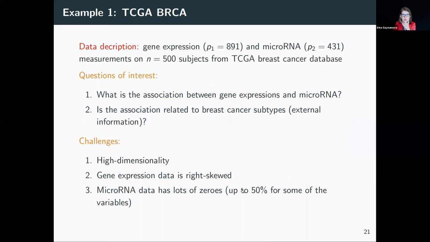Okay. So let's come back to the example data. Recall that we have two views, gene expression and microRNA, from the same 500 subjects. Our interest here was to find the association between those two types of data. And the challenges were high dimensionality, skewness in gene expression, and zero inflation in microRNA.